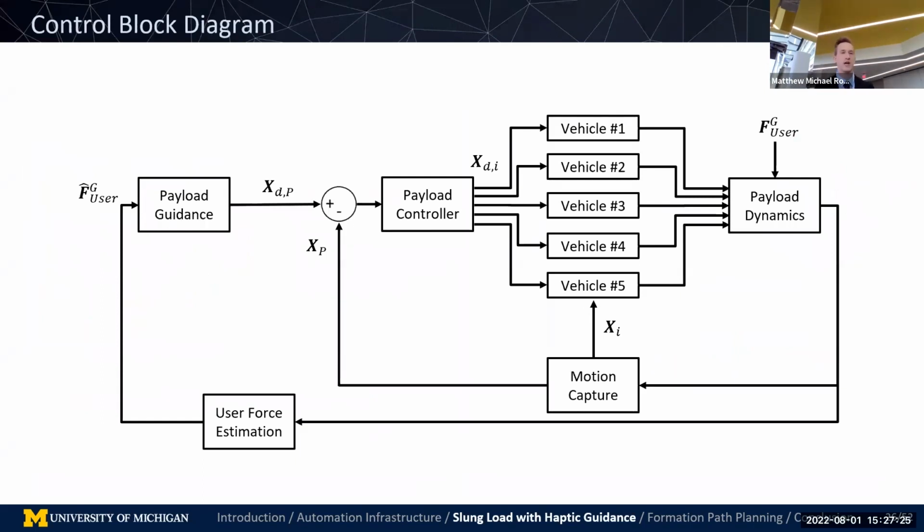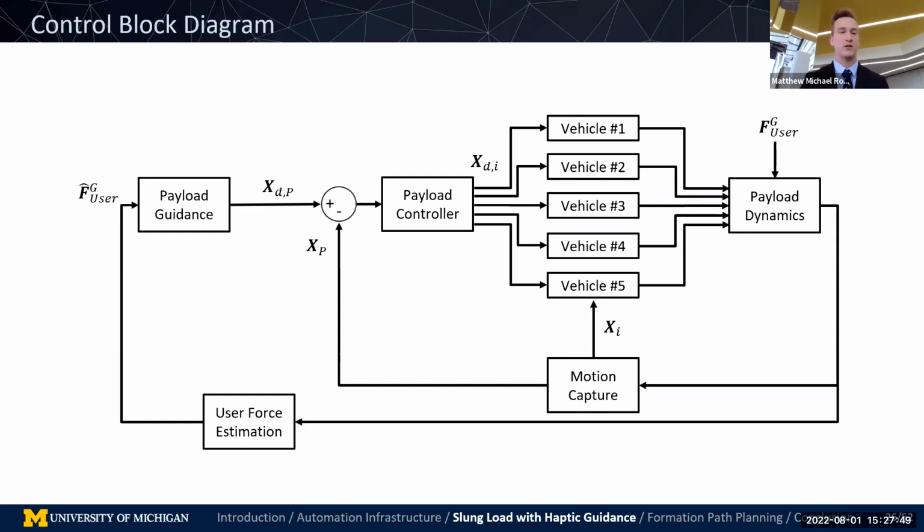Here's a control block diagram of our system. If you look at the top right, we have the payload dynamics. You have 5 vehicles that are all tethered to the payload. They're pulling, so applying a force and potentially torques, and you have a user applying force as well. The motion capture system can sense positions and attitudes for all the bodies, and our user force estimation relies on inline tension sensors to obtain a force estimate.